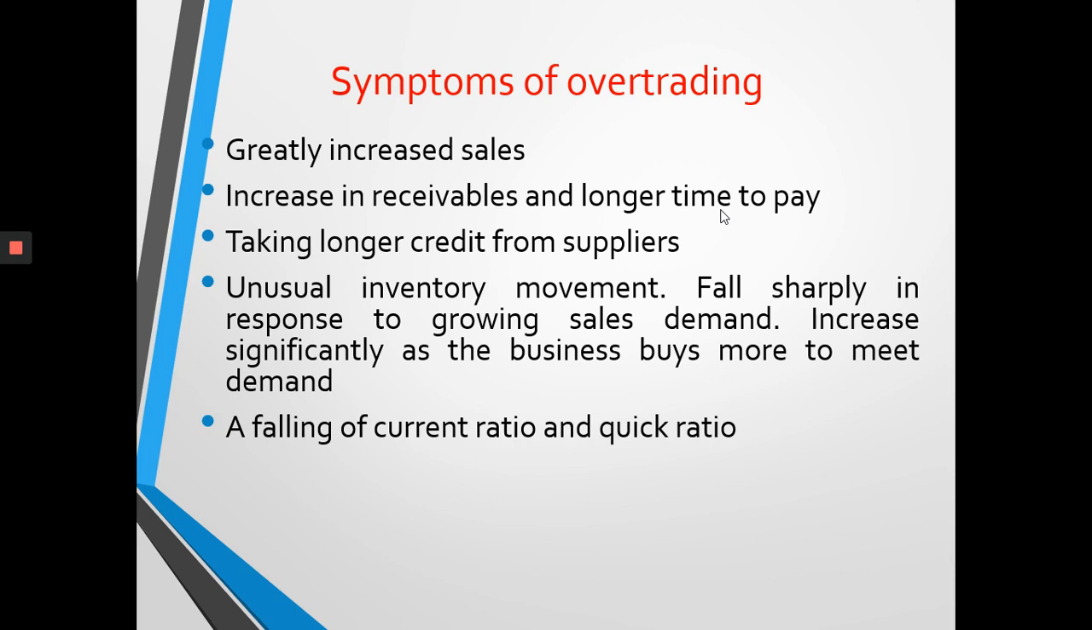Falling current ratio and quick ratio, as I said before. If your current ratio keeps on reducing over the years, that means you may have overtrading, or if your quick ratio is falling over the years, that means you might have overtrading symptoms. Another point is a rise in bank overdraft. Since you cannot obtain long-term financing, you would max out your overdraft facility.